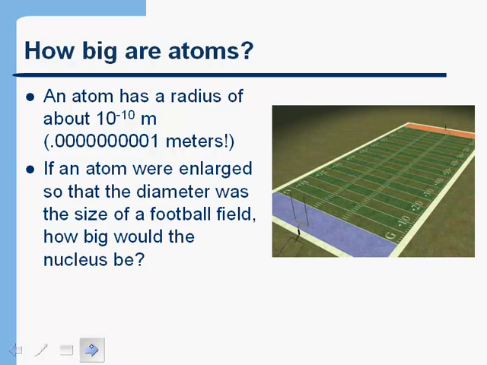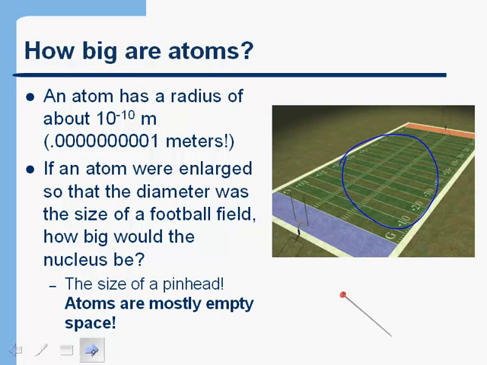Let's take a look at the following question. If an atom were enlarged so that the diameter was the size of a football field, how big would the nucleus be? So in other words, picture our electrons going around the atom and that atom being blown up to the size of a football field. So the question is, how much of that space of the atom is actually being taken up by the nucleus?